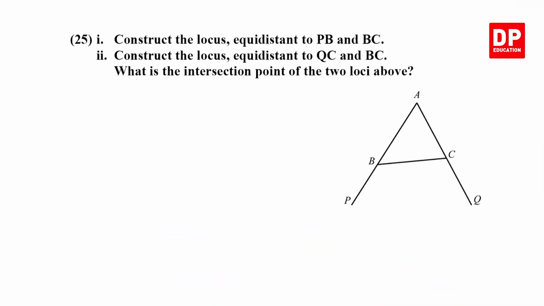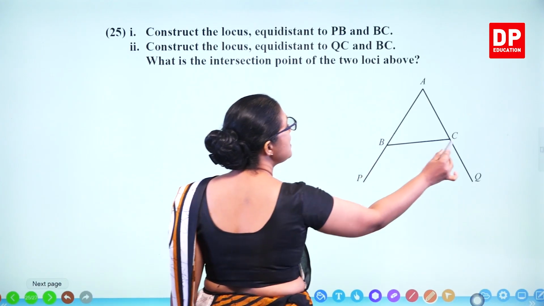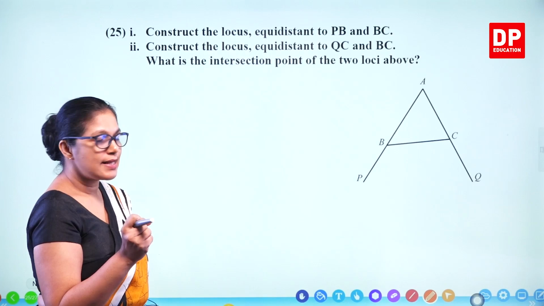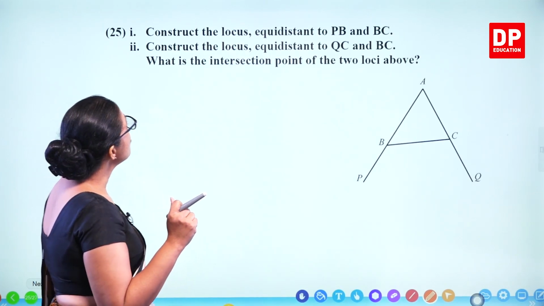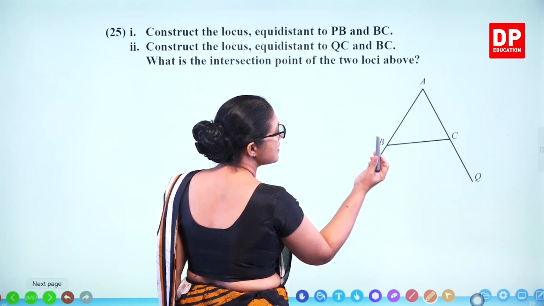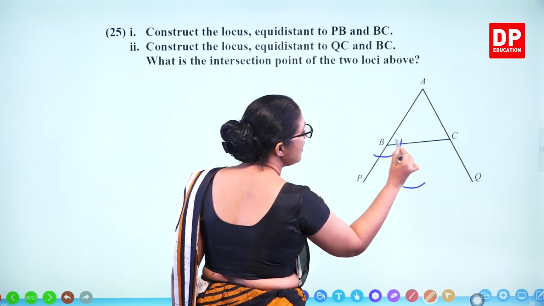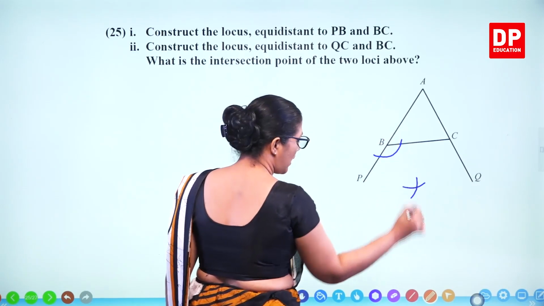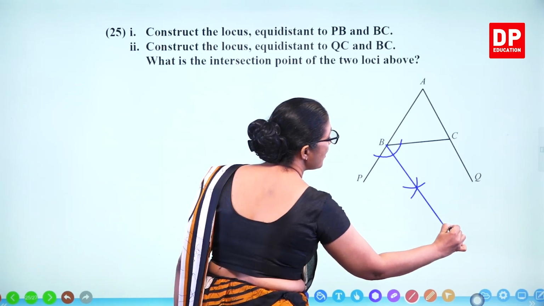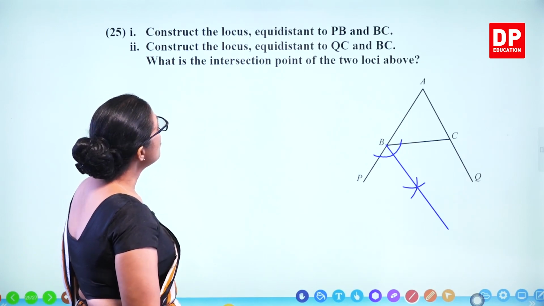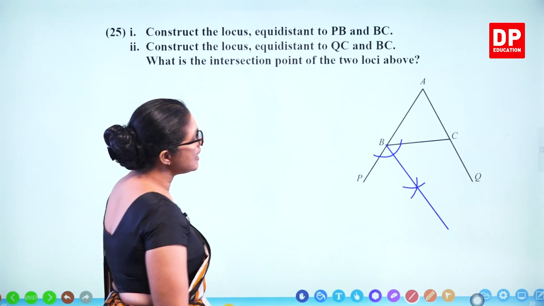Question number 25. Construct the locus equidistant to PB and BC. Two lengths. What's the locus? Equidistant to two adjacent lengths is the angle bisector. So you can construct the angle bisector. Take the compass, draw an arc here, and you can bisect that. So you get a line somewhere here. That's the angle bisector.